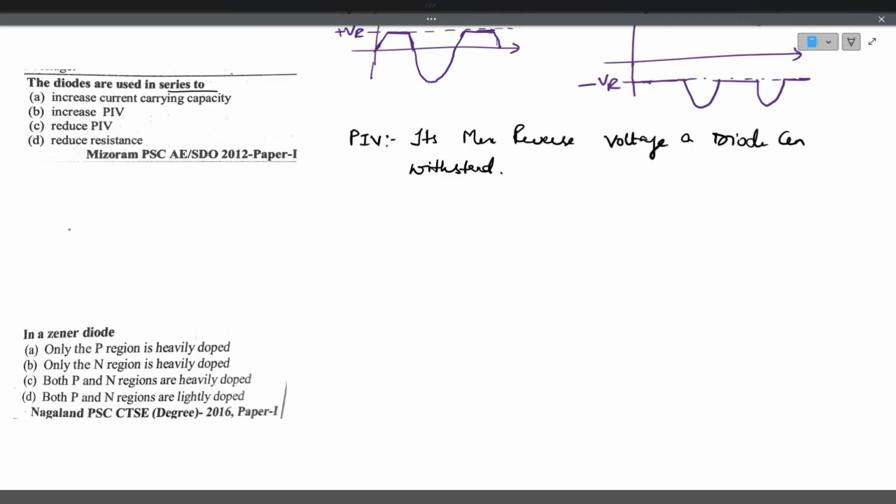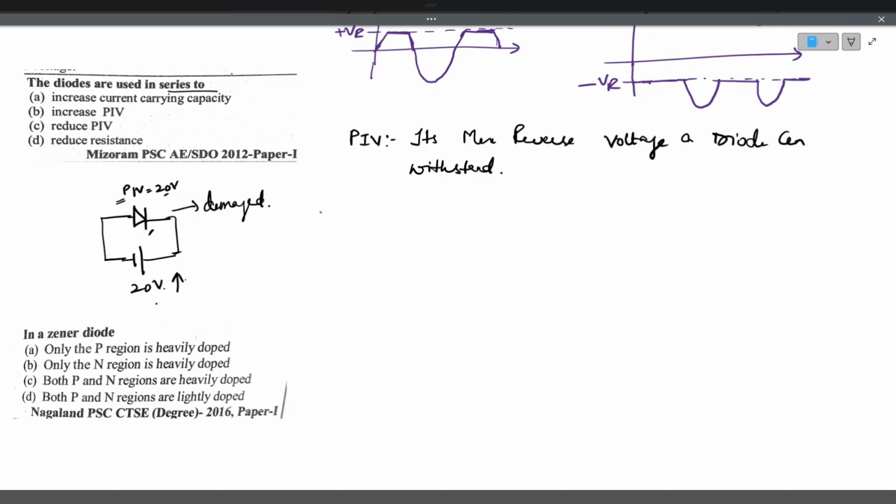Now let's see a circuit. I have a diode whose PIV voltage is 20 volts. Means the diode is manufactured with the peak inverse voltage of 20 volts. I have applied a reverse voltage of 20 volts. So if I increase this voltage, diode gets damaged. So in this circuit, I must use a diode with the minimum 20 volts PIV rating.